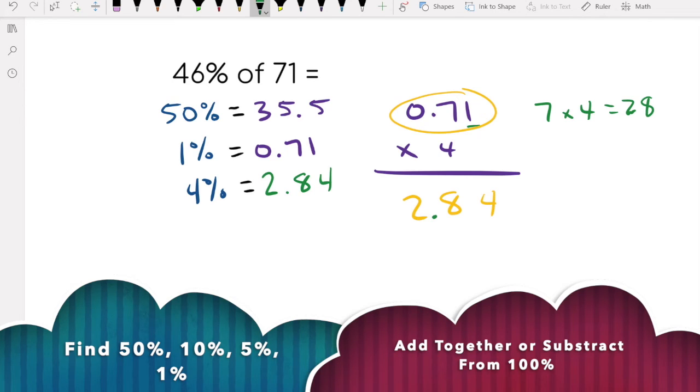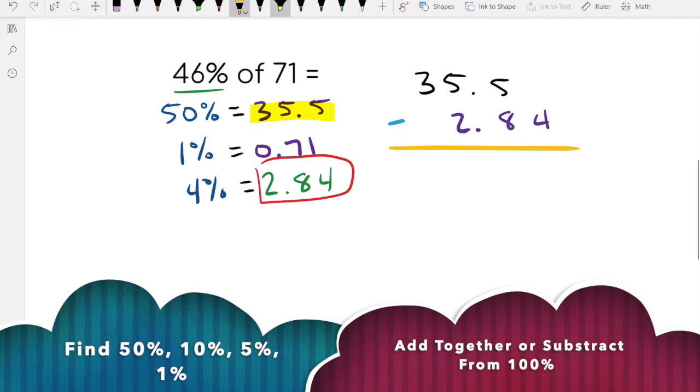To find 46%, I'm going to take 50%, and I'm going to subtract this number, 4%. So this doesn't work out very nicely. What I would do, if I was trying to do this in my head, is you can put a 0 here. This number is going to come down. We know that for sure. There's going to be a 3 up here. And then essentially what we're doing is we're going to ignore the decimal, 550 minus 284.